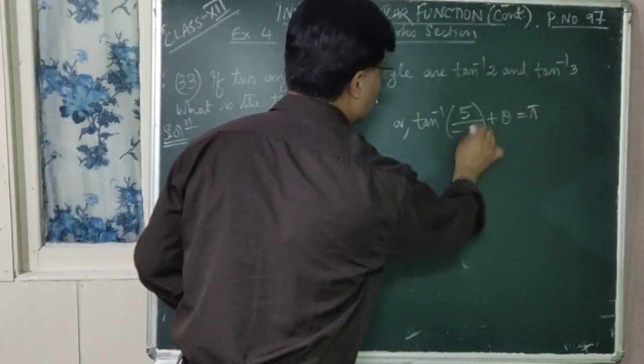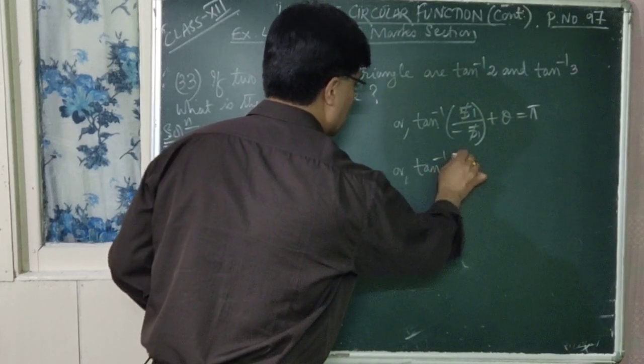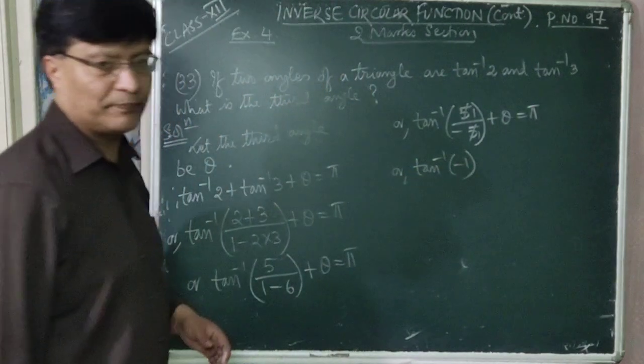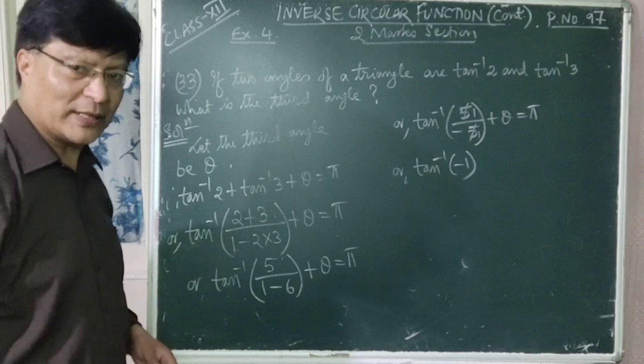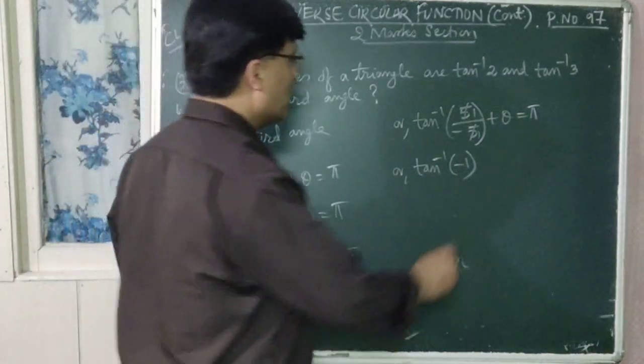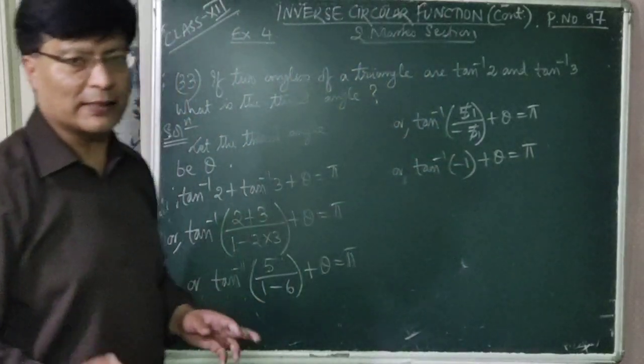Now let us simplify it. 5 gets canceled. Tan inverse, this is minus 1. 5 and 5 you can cancel it. It is 1, right? So it is minus 1. Plus theta is equal to pi.